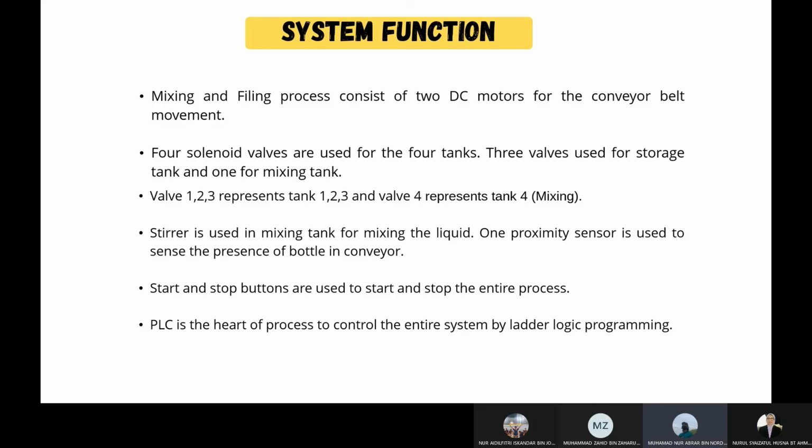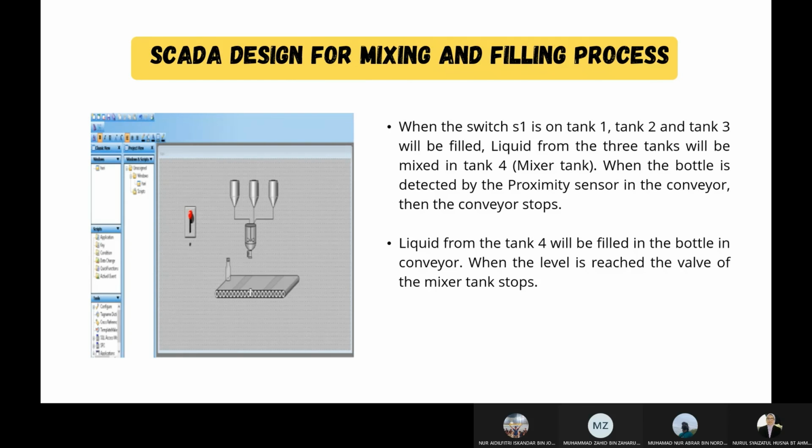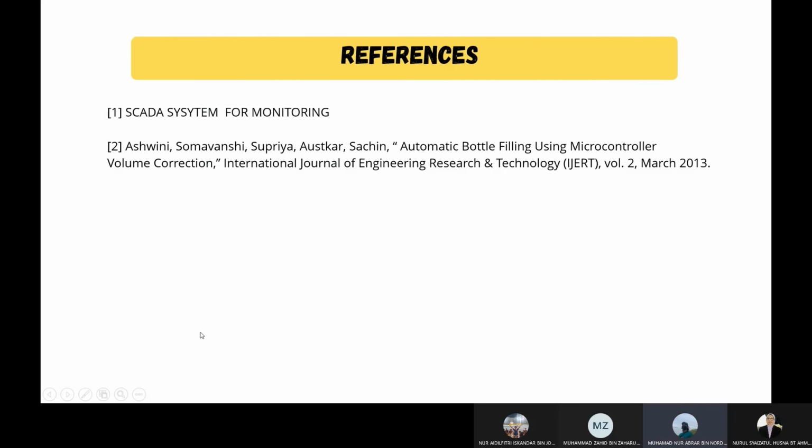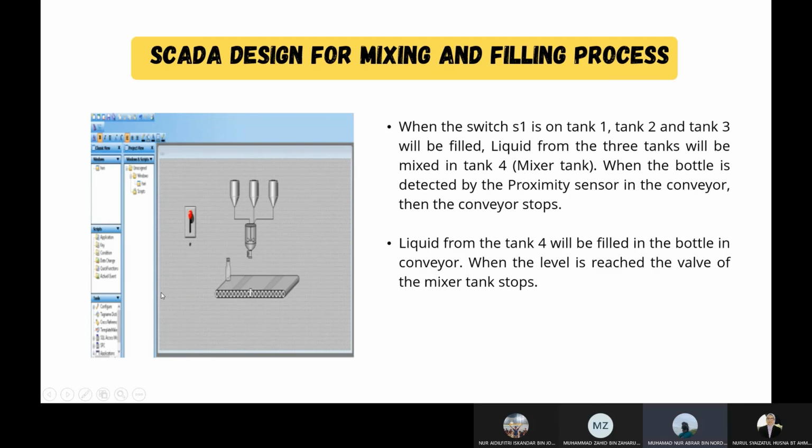On to the next part. SCADA design for the mixing and filling process. Okay, when the switch S1 is on, tank 1, tank 2 and tank 3 will be filled. Liquid from the 3 tanks will be mixed in tank 4, the mixer tank. When the bottle is detected by the proximity sensor on the conveyor, the conveyor will stop. Liquid from tank 4 will be filled in the bottle on the conveyor. When the level is reached, the valve of the mixer tank will be stopped. That's all from us.